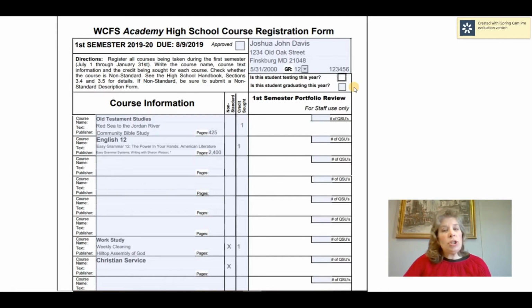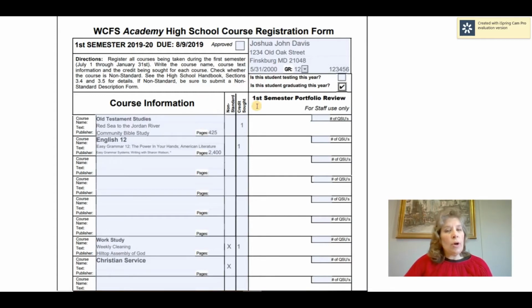The next question is, is this student graduating this year? My student is in 12th grade, so we do plan to graduate this year. If your student is not graduating this year, leave that blank as well.